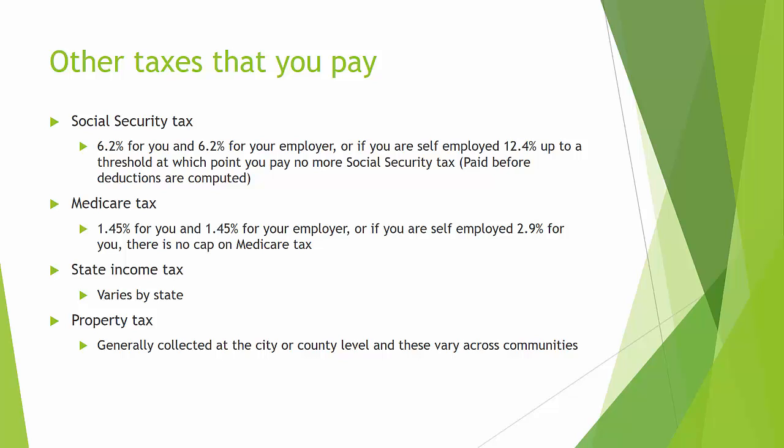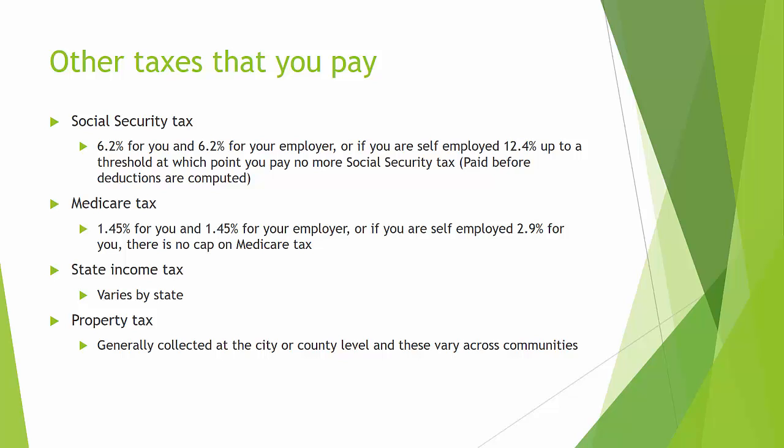This is not the only thing. So you have a Social Security tax, a Medicare tax, state income tax, and property tax. Now, Social Security and Medicare taxes are generally paid before you do your deductions, and it's 6.2% of your income, and then your employer also has to pay 6.2%.